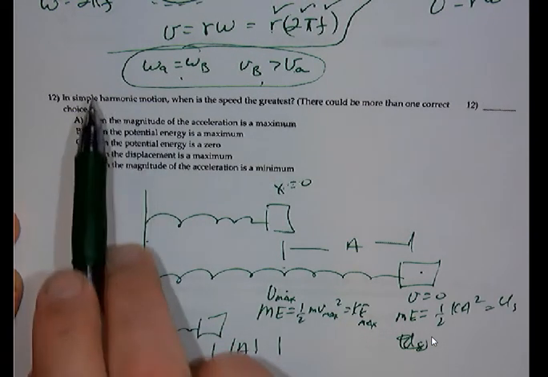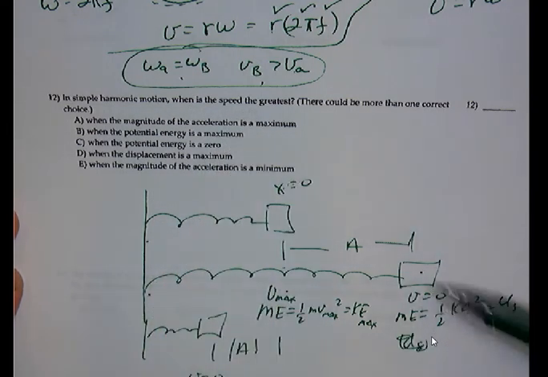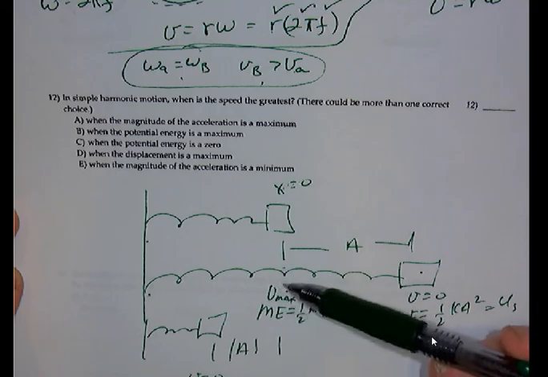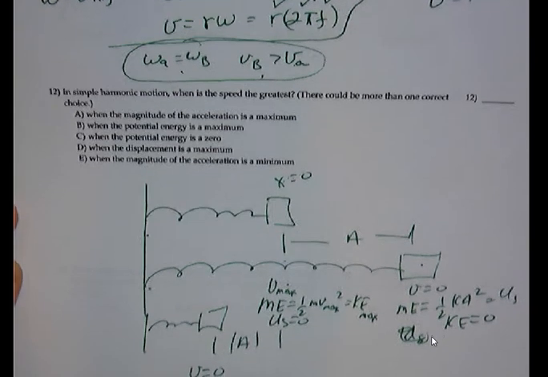Simple harmonic motion, when is the speed the greatest? Okay, the speed is the greatest when we pass through equilibrium. That's when the kinetic energy is a maximum. That's when the spring potential energy is 0. So maybe I could actually put this here. Spring potential energy 0 at the center point.